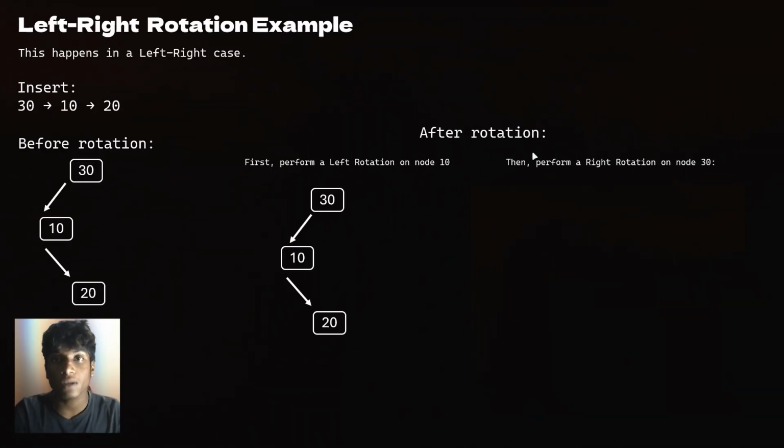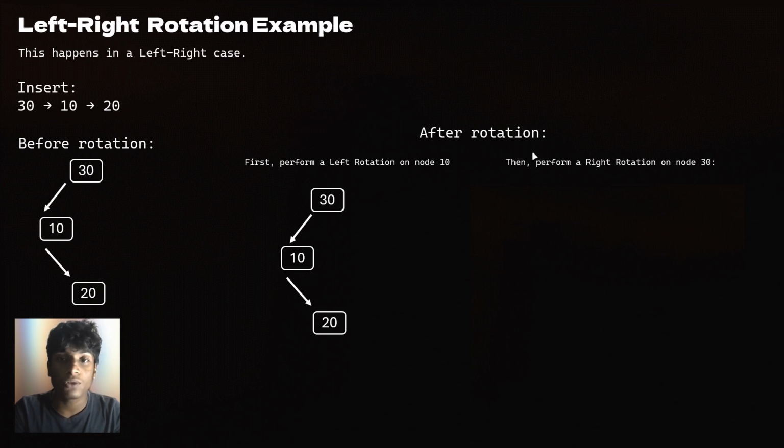Now I will explain the left-right case in AVL tree. We insert the values 30, 10 and 20. First 30 becomes the root node and then 10 is smaller than 30 so it goes to the left side. Next 20 is smaller than 30 but greater than 10 so it goes to the right side of 10. So the tree forms a zigzag shape, which is called a left-right case.